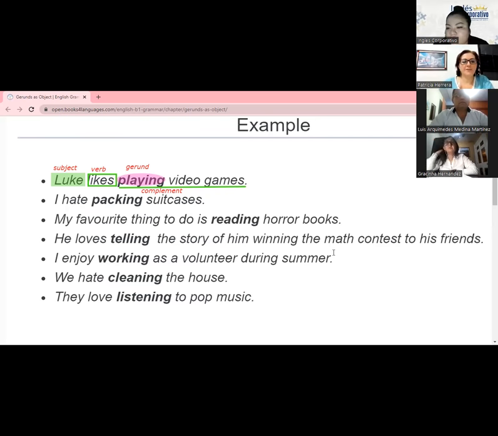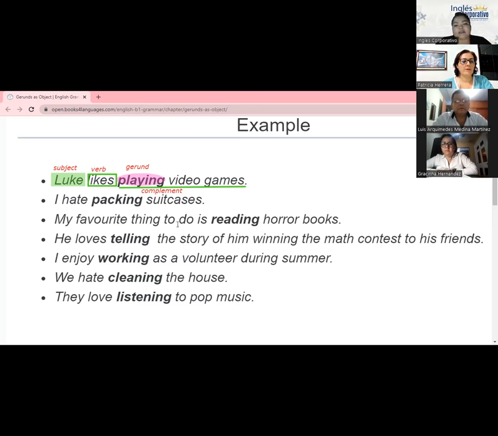Now look at the other examples there, right? I hate packing suitcases. My favorite thing to do is reading horror books. He loves telling the story of him winning the math contest. I enjoy working as a volunteer. We hate cleaning the house. They love listening to pop music.